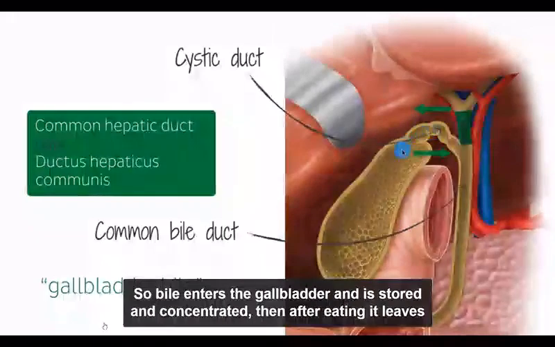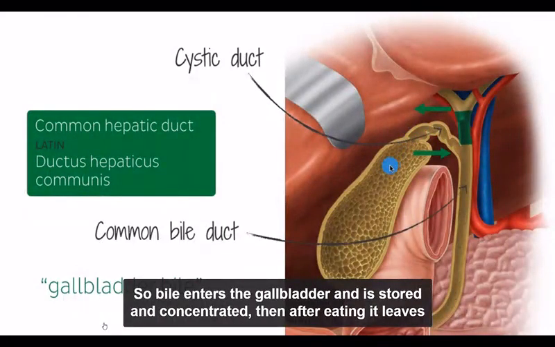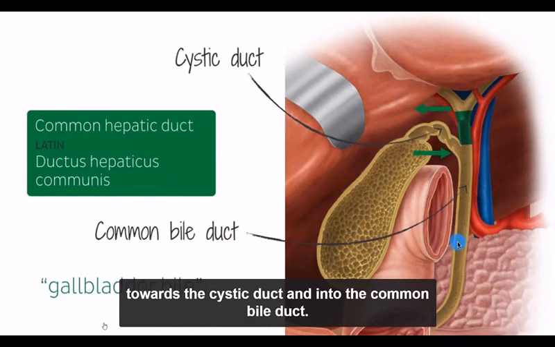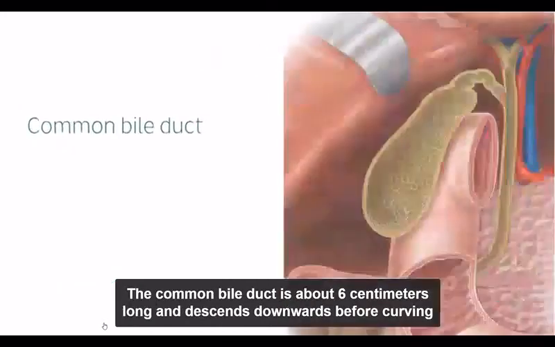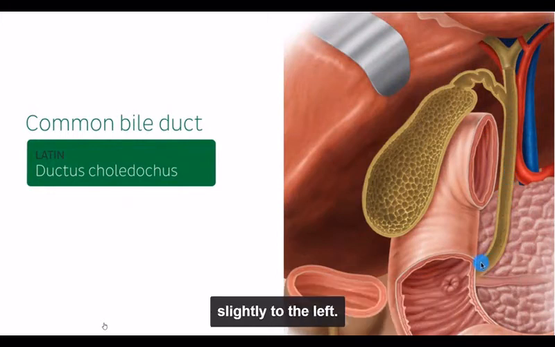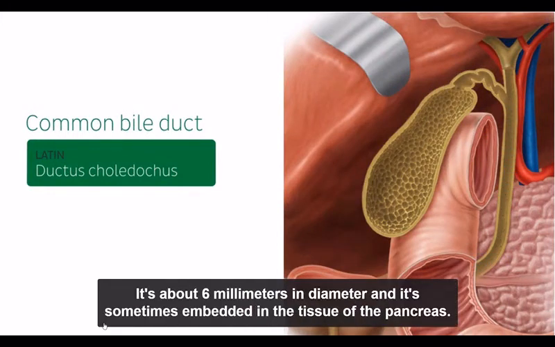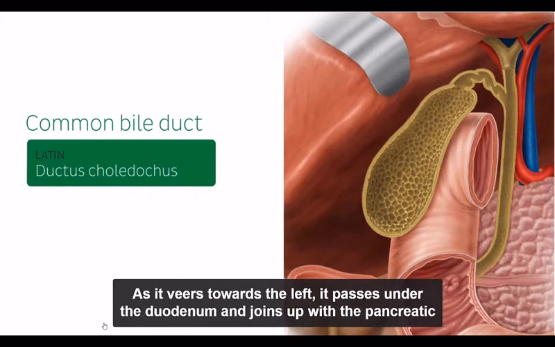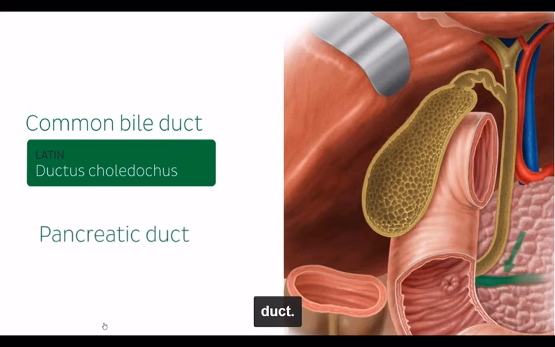So bile enters the gallbladder and is stored and concentrated, then after eating it leaves towards the cystic duct and into the common bile duct. The common bile duct is about 6 centimeters long and descends downwards before curving slightly to the left. It's about 6 millimeters in diameter and it's sometimes embedded in the tissue of the pancreas. As it veers towards the left, it passes under the duodenum and joins up with the pancreatic duct.